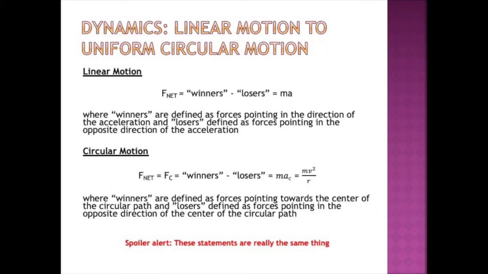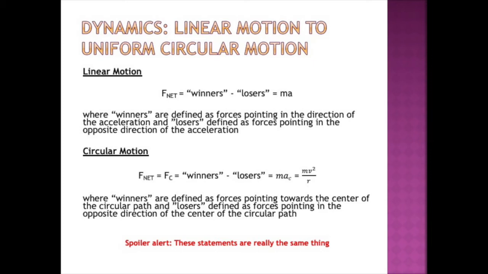And so that brings us really to the tie-in between linear motion and circular motion. When I teach the class, of course, I talk about it in terms of winners minus losers, because whatever direction the net force is pointing, that's the direction of the acceleration of the object. And so if we have more force pointing to the left than the right, then the acceleration will be to the left. The same thing holds true with circular motion, except now we're dealing with radial motion.